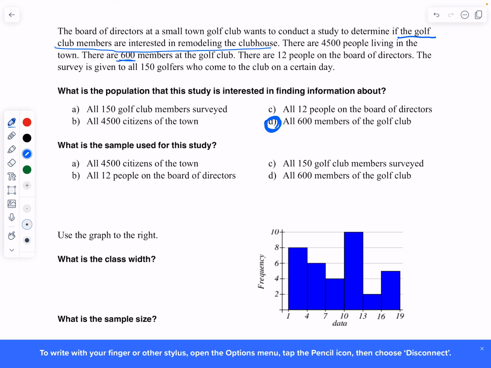Let's look at the next one. What is the sample used for the study? So 600 is the entire members of the golf club, but they only gave the survey to 150 golfers. So the 150 is our actual sample. So again, a sample is smaller than the population. A sample is part of the population, but not the entire population.